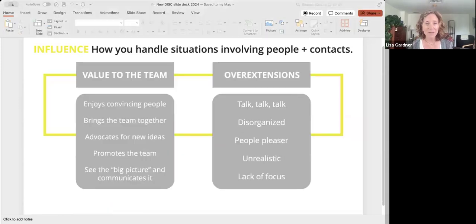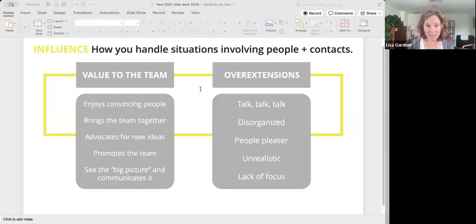All right, your value to the team. People high in this behavior enjoy convincing people of ideas. They're really good at bringing the team together. They like to advocate for new ideas. They promote the team, and they can see the big picture and communicate it well. You will usually find people that are strong in influence in marketing, sales, any job that requires extroversion.